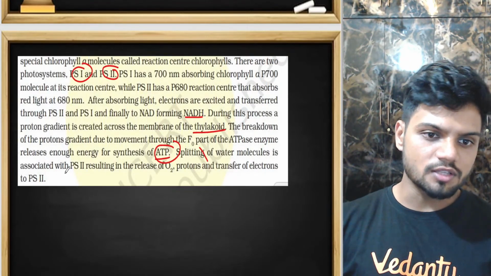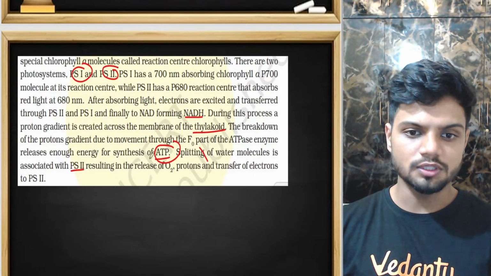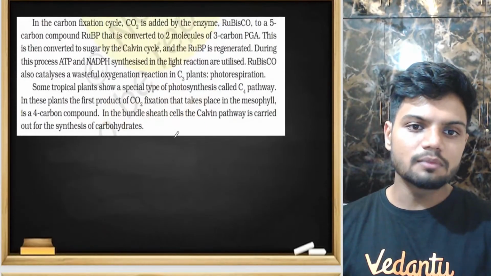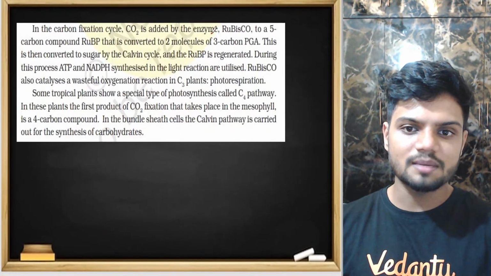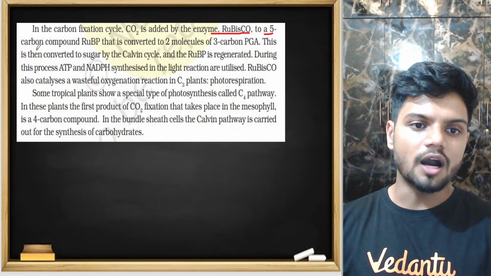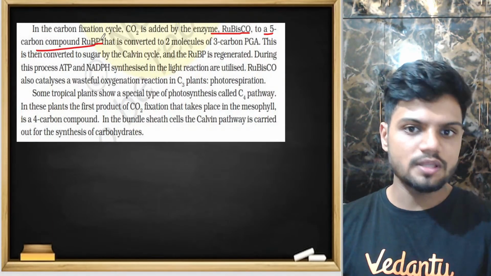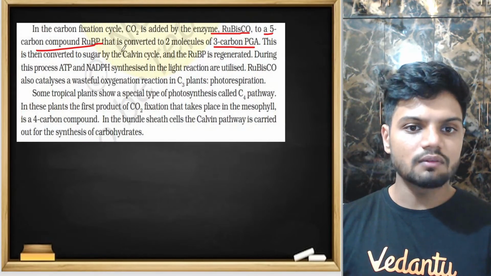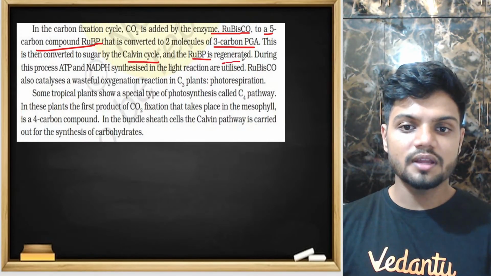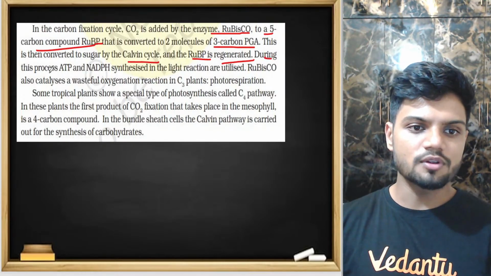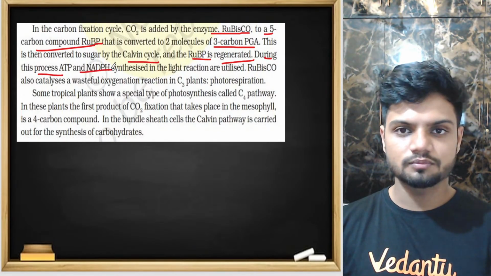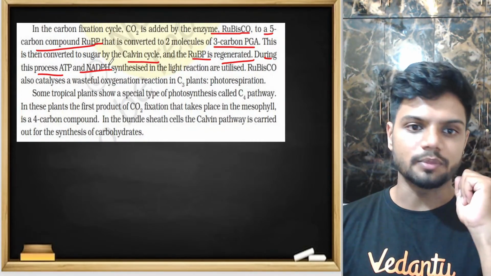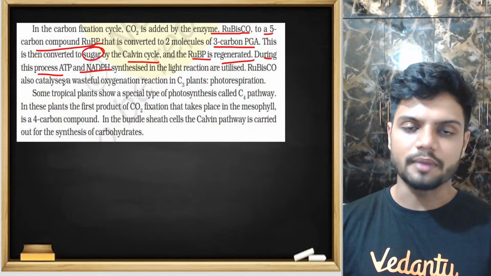Splitting of the water molecule is associated with photosystem 2. It is photolysis of water, and oxygen is released as a byproduct. In carbon fixation, CO2 is added by the enzyme Rubisco to RuBP. So with RuBP, Rubisco enzyme and CO2, we get PGA, a 3-carbon compound. This then goes through the Calvin cycle, and RuBP regenerates during this process. ATP and NADPH are used. How many ATP? 3 ATP. How many NADPH? 2 NADPH. And sugar is finally made.